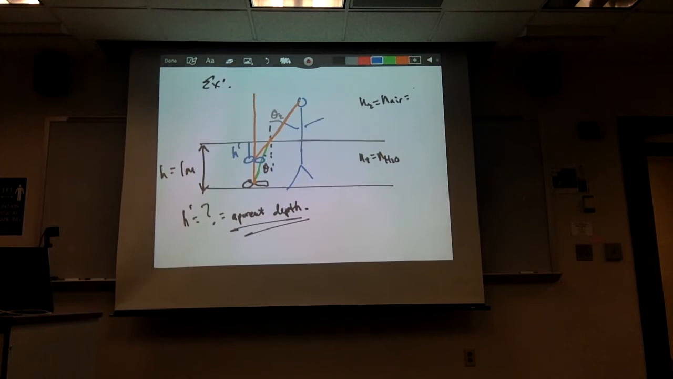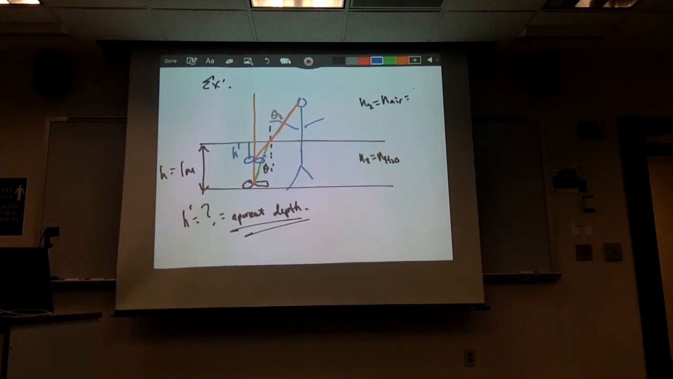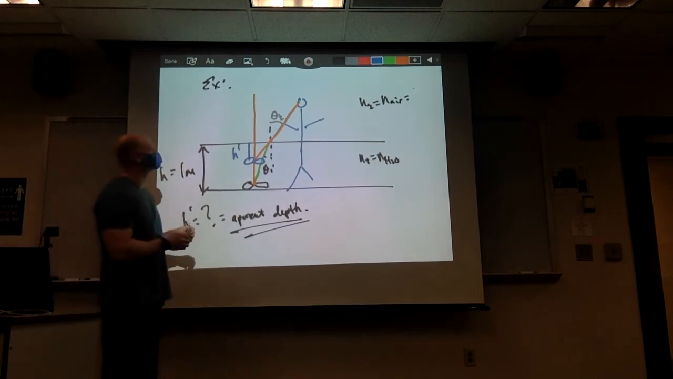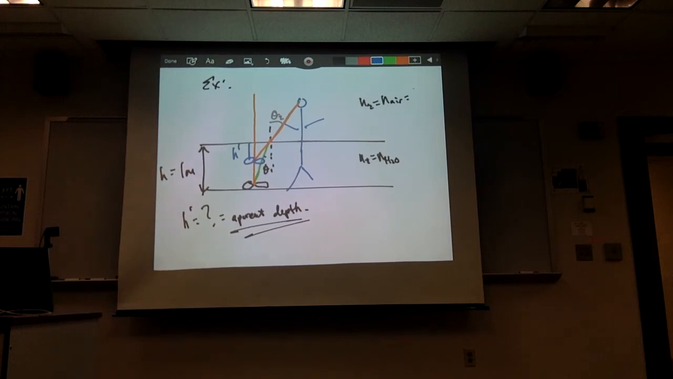So again, her eye always ray traces things backwards in a straight line. Good. So we want to determine what h prime is here. To do that, the first thing we're going to do is apply Snell's law. So what does Snell's law say? Snell's law says that n1, which is n water in this case, n H2O, times sine of theta 1 must be equal to n air, which is simply 1, times sine of theta 2. So we're going to use this from Snell's law.